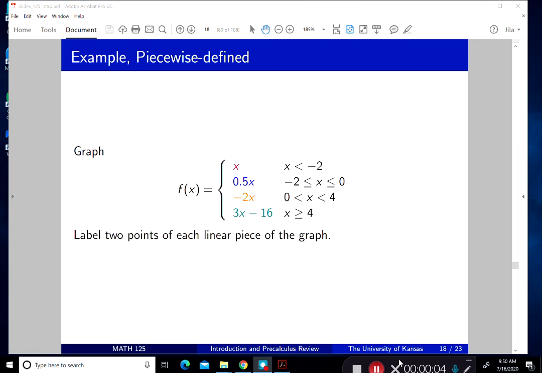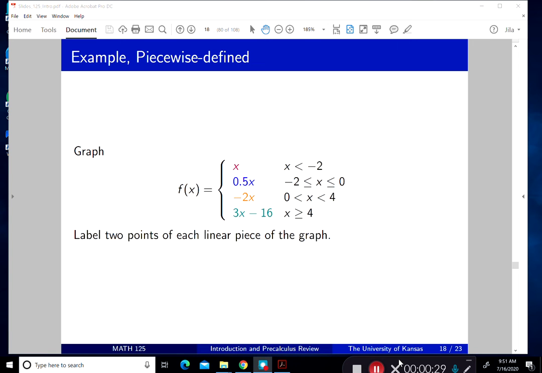Example for piecewise defined functions. Let's graph this f of x. f of x is x when x is less than -2, 0.5x between -2 and 0, -2x between 0 and 4, and 3x minus 16 when x is bigger than 4.